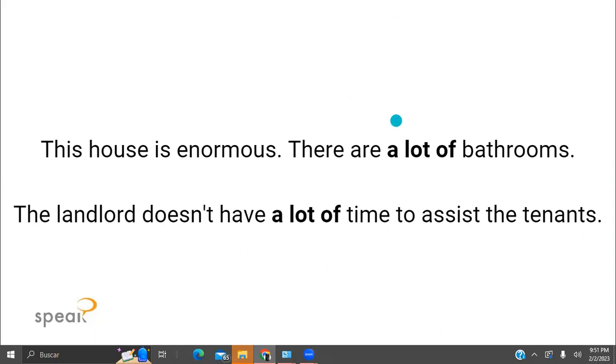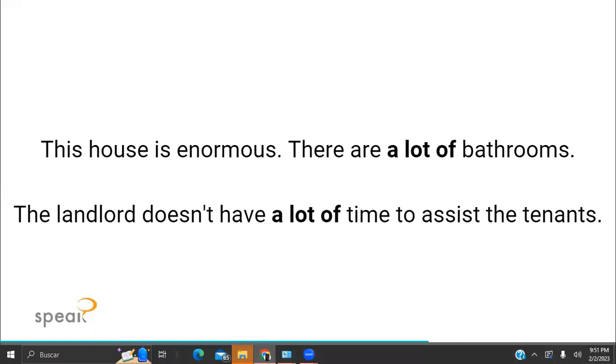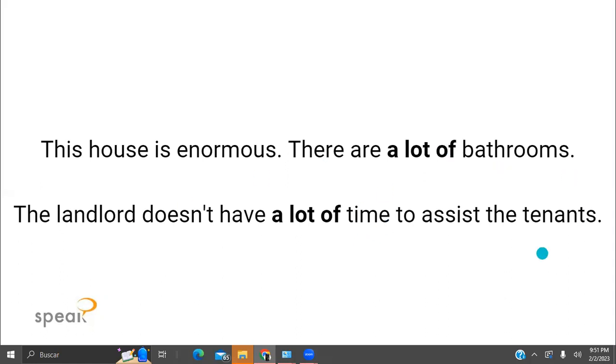In this case, I'm saying there are a lot of bathrooms, okay? Hay bastantes baños. And in this one, the landlord doesn't have a lot of time. El arrendador no tiene mucho o bastante tiempo para ayudar a los tenants, inquilinos.